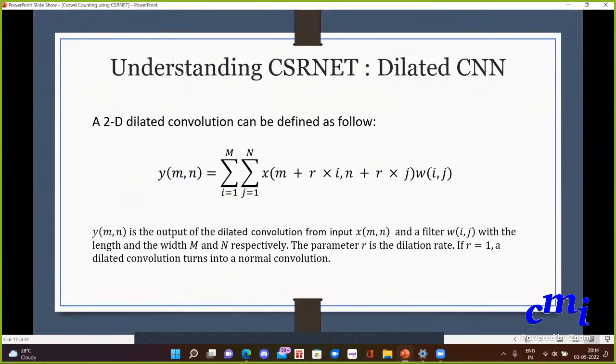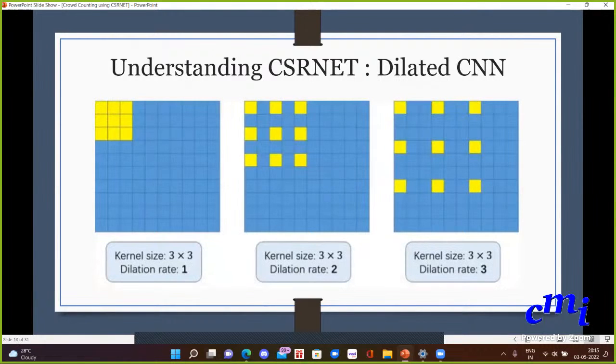So what is dilated CNN? A 2D dilated convolution can be defined using this formula. So Y(m,n) is the output of the dilated convolution from the input X(m,n), and the filter is w, and the length and the width of the image is M and N respectively, and the parameter r is the dilation rate. So if r equals 1, our dilated convolution turns into a normal convolution. So let us see pictorially how this looks.